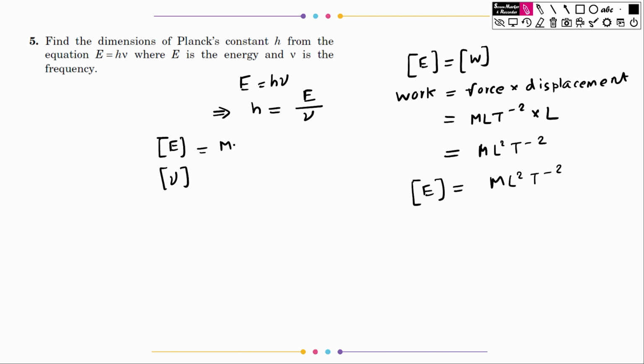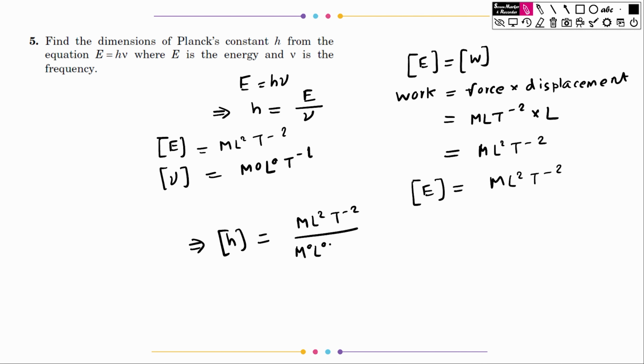Therefore, we'll write it here. And just now we have derived the dimension of frequency, which is M naught L naught T to the power minus 1. Therefore, putting these values in the main equation, we can write dimension of Planck constant as ML square T to the power minus 2 divided by M naught L naught T to the power minus 1. Therefore, it is ML square T to the power minus 1.